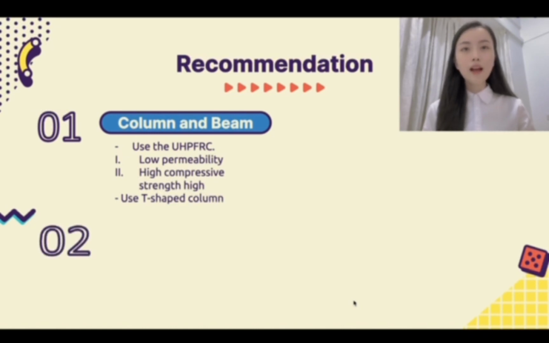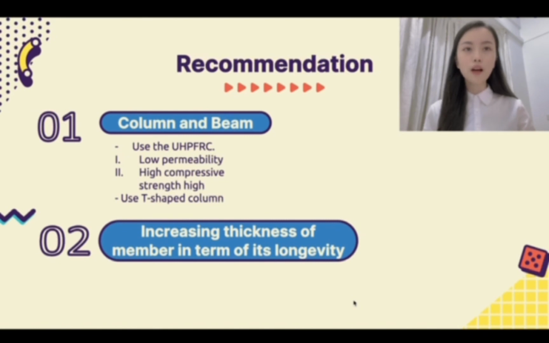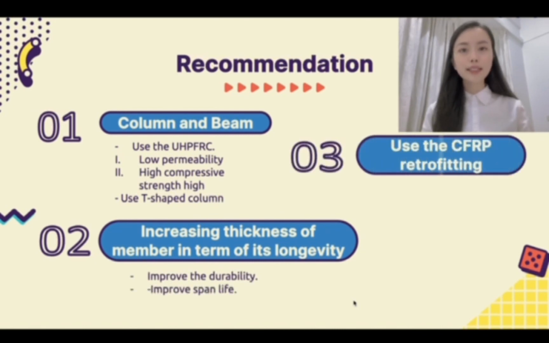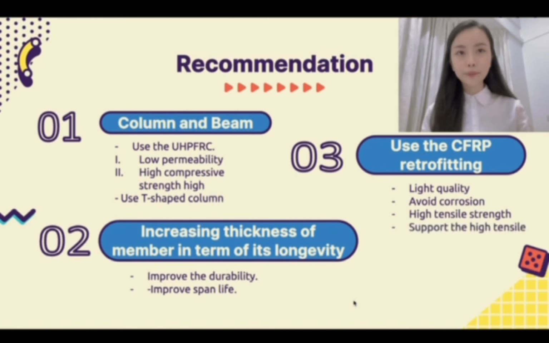The second one is to increase the thickness of members in terms of longevity. Increasing the thickness of the bridge will improve the durability and improve the span life. The third one is to use CFRP retrofitting. Carbon fiber material is lightweight, avoids corrosion, and has high tensile strength. For example, the strengthening principle of carbon fiber cloth and key points for reinforcement design of CFRP. CFRP will improve the supporting ability of the beam bridge.